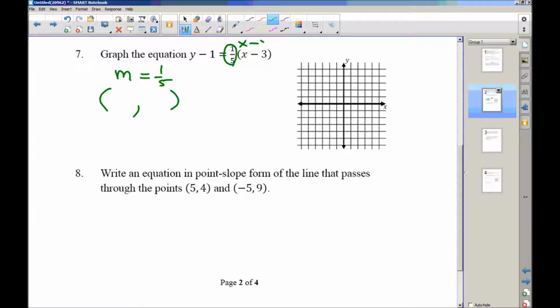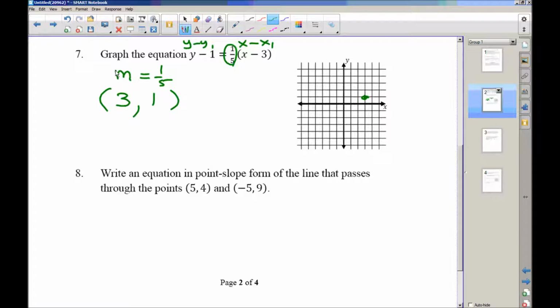Remember, it's x minus x1. So the x and the minus are already there, so the x is 3. And this is y minus y1. So the y and the minus are already there, so the y is 1. So we plot our first point at (3, 1). Now we've been doing a lot of places where we plot our first point on the y-axis, but this is no different.